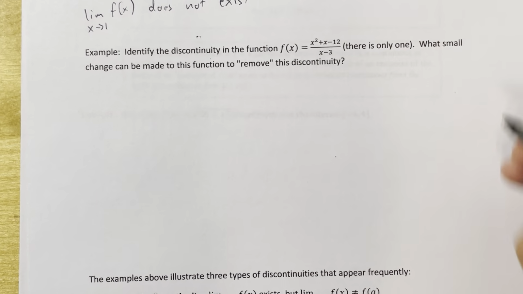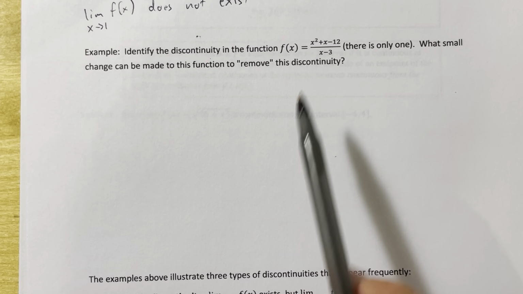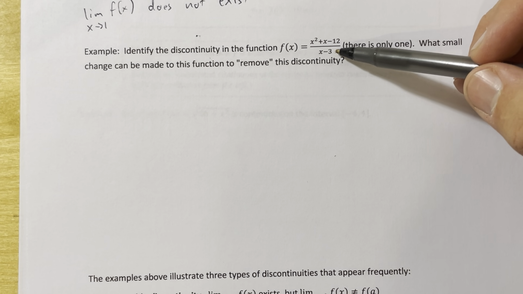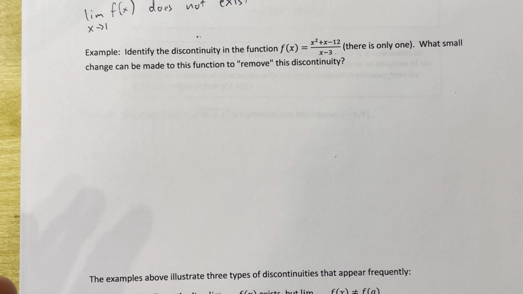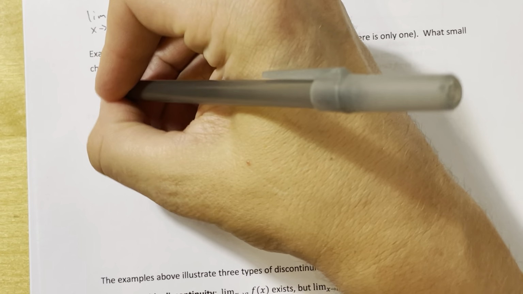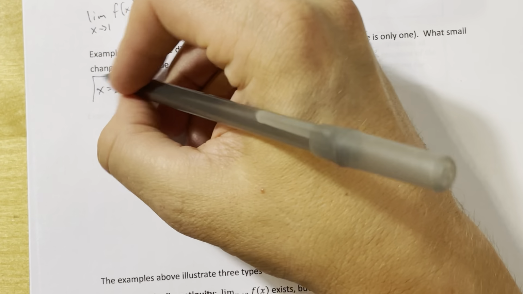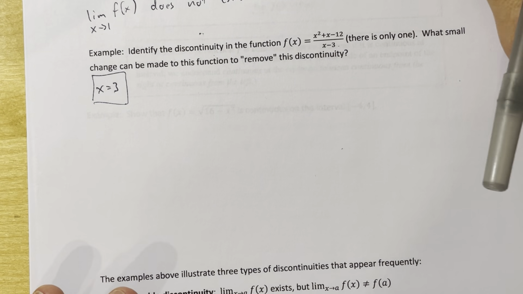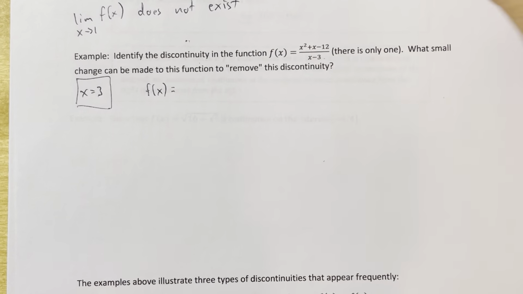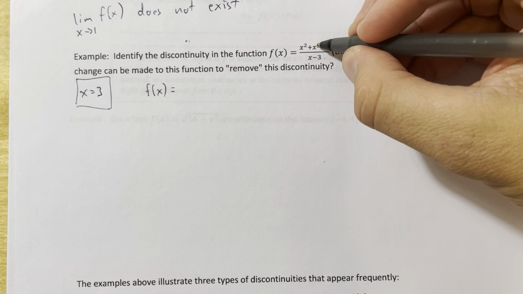So notice, first of all, it's a rational function, and as we've seen now, rational functions are going to be continuous everywhere except for where they're not defined, and this rational function is not defined at 3. So I'm expecting a discontinuity at x equals 3. That's the only place I'm expecting to see a discontinuity, but I want to look a little more closely at this function.